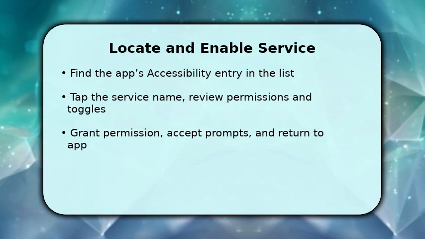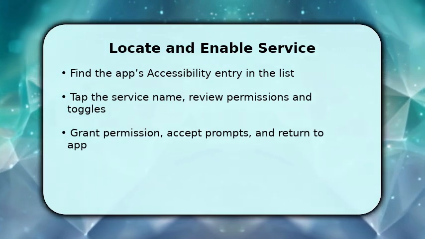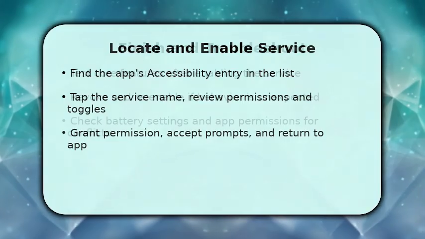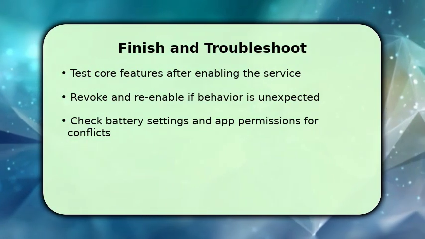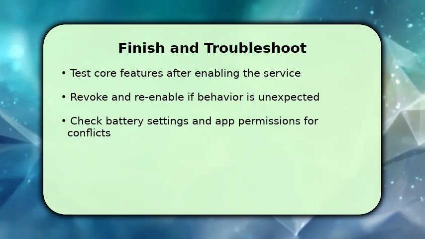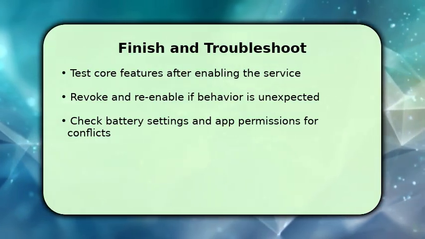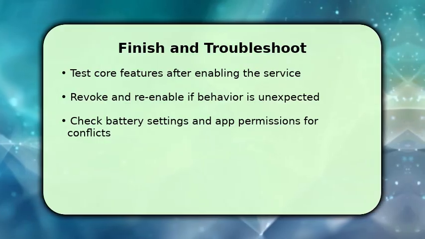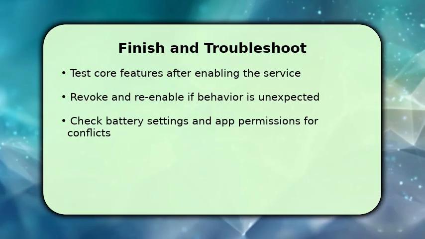To finish, perform a quick test of the app's accessibility features, gesture, speech, or overlay behavior, so you know it's active. If it fails, first revoke the service and enable it again to reset state. Sometimes a simple toggle fixes permission glitches.